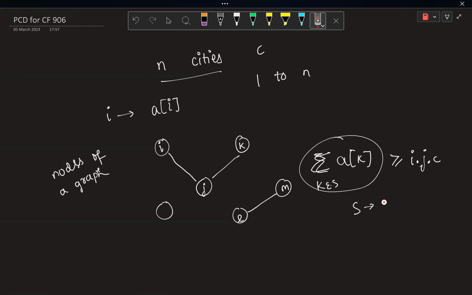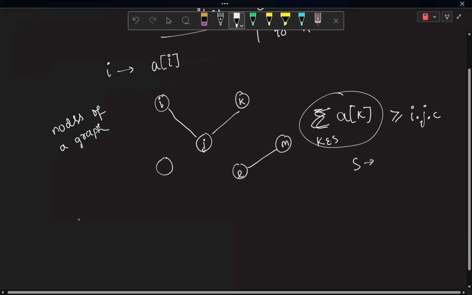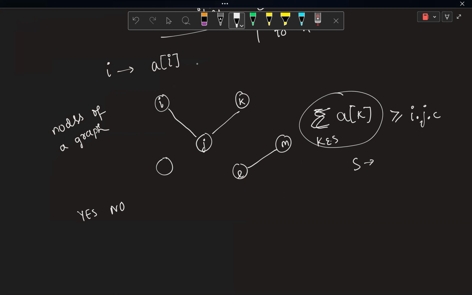So please confirm once if this is clear or not. In case you have any doubt regarding the question, then please ask me. The answer we have to print at the end is something like yes or no, telling if we can connect all the nodes in the graph or not.